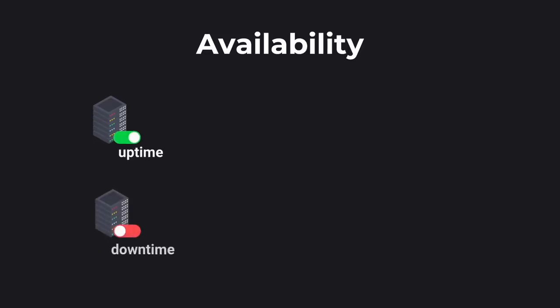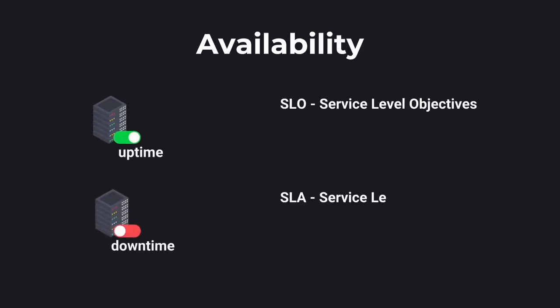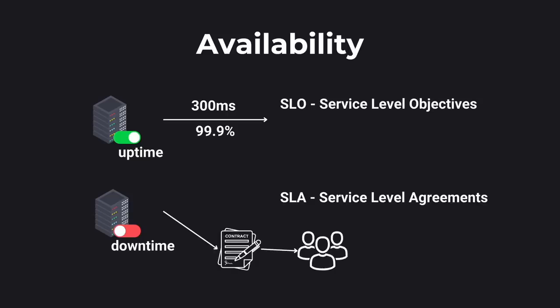We often measure it in terms of uptime and downtime, and here is where service level objectives and service level agreements come into play. SLOs are like setting goals for our system's performance and availability. For example, we might set an SLO stating that our web service should respond to requests within 300 milliseconds, 99.9% of the time. SLAs, on the other hand, are like formal contracts with our users or customers. They define the minimum level of service we are committing to provide. So if our SLA guarantees 99.99% availability and we drop below that, we might have to provide refunds or other compensations to our customers.